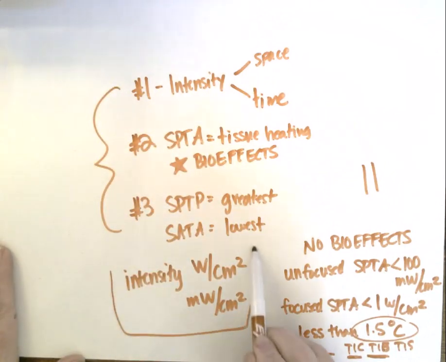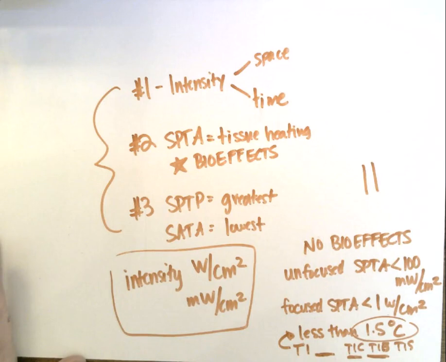You should probably already know this just because we've been studying parameters and it falls into the category with that. And then I would spend some time with this. This is going to be part of the QA, patient safety, ALARA. You might have some questions on this information here. So I would make sure that we know the SPTA less than 100 milliwatts per centimeter squared for unfocused, SPTA for focused less than 1 watt per centimeter squared, keeping the temperature rise less than 1.5 degrees Celsius.